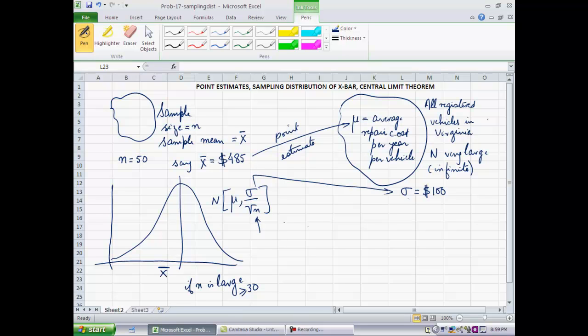If my sample size gets large, you can see n is in the denominator. So if n gets large, the standard deviation of the sample mean gets smaller. In other words, I can control how much my sample mean will stray from the true middle by increasing the sample size. So this is very important to remember.